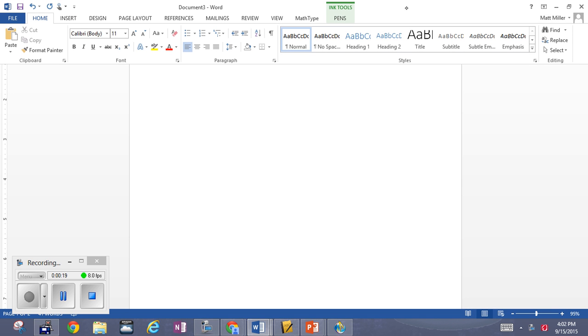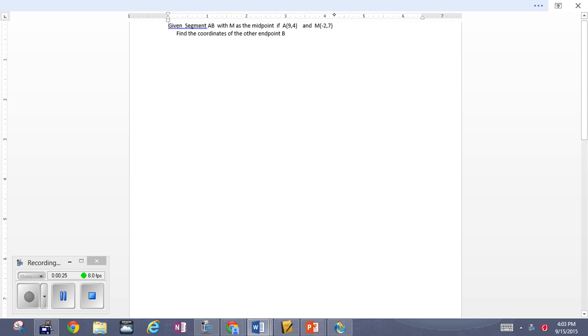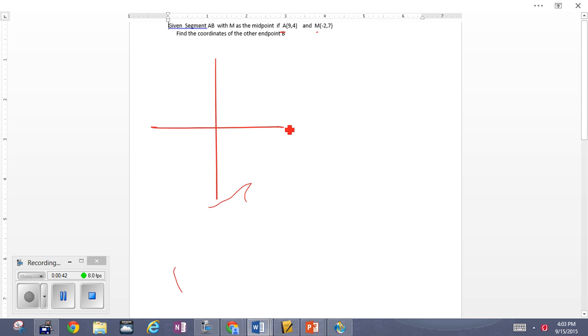So let me just go through this so that you're comfortable with it when you find these problems, okay? Here's what we've got to remember. We have one point and we have the midpoint. Maybe one of the best ways to do this is to just sketch it out, so I'm going to plot those points to get a better view of what this is about.